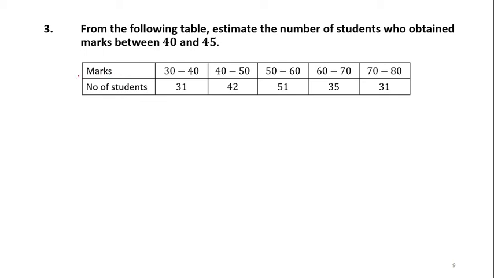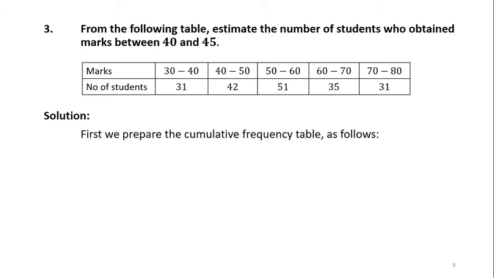Here, observe the table. The number of students who scored marks between 30 and 40 is 31, and the number of students who scored marks between 40 and 50 is 42. The number of students who scored marks between 50 and 60 is 51, and the number of students who scored marks between 60 and 70 is 35, and the number of students who obtained marks between 70 and 80 is 31.